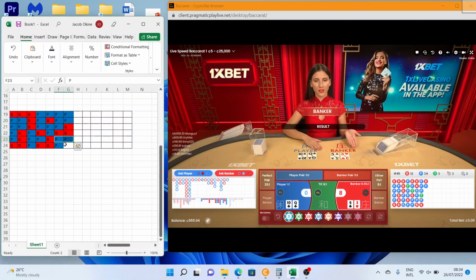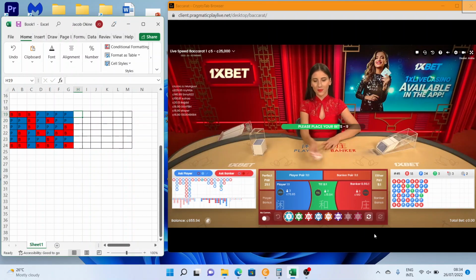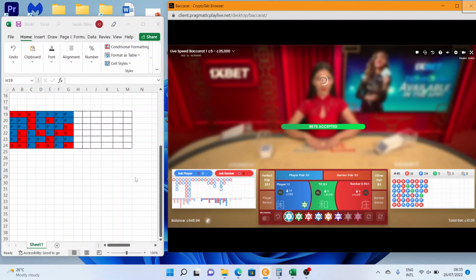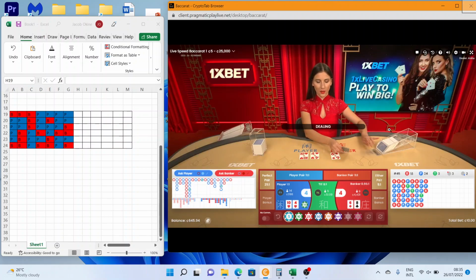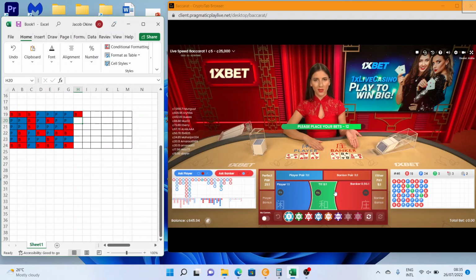So that went to banker. So we double. Extra card for the player, and that card went to the banker too. Banker received 4. Baccarat, my compliments to the winner. So we just double.